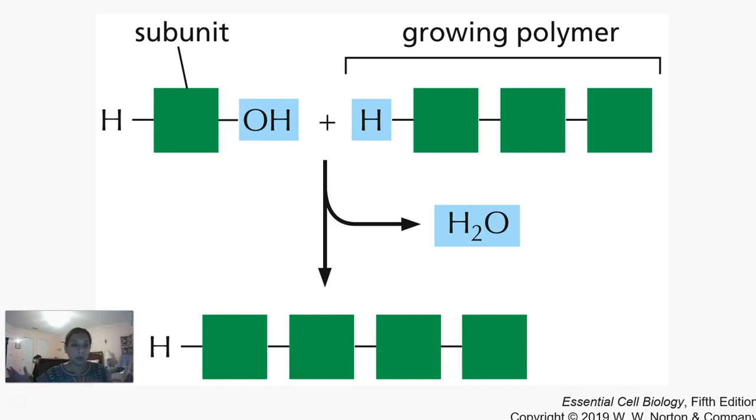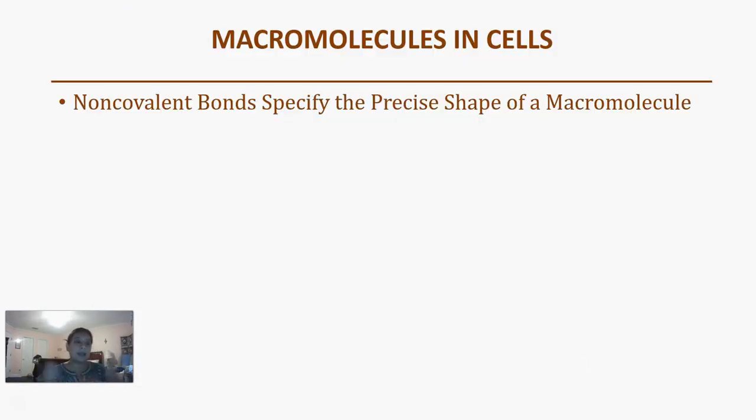As you grow these macromolecules, you do that by a condensation reaction, where the subunit hydroxyl end is joined with the hydrogen end of the growing polymer to release a water molecule and make an elongated chain. And then water is used in hydrolysis to break up those bonds to release those monomers back out.